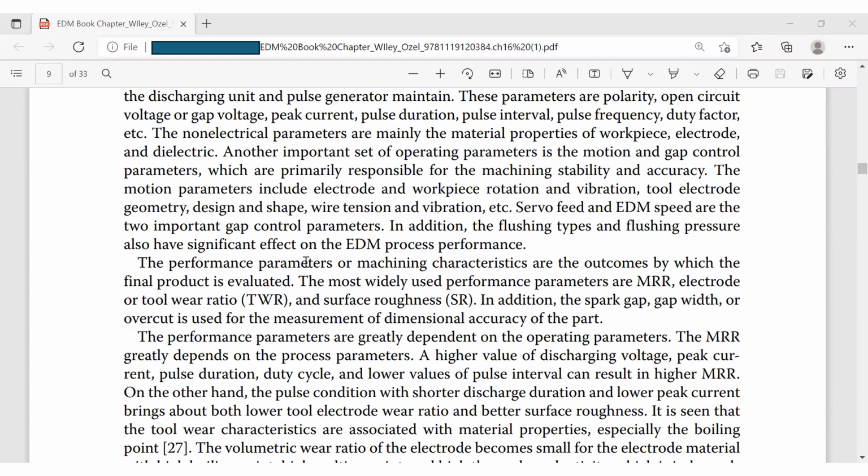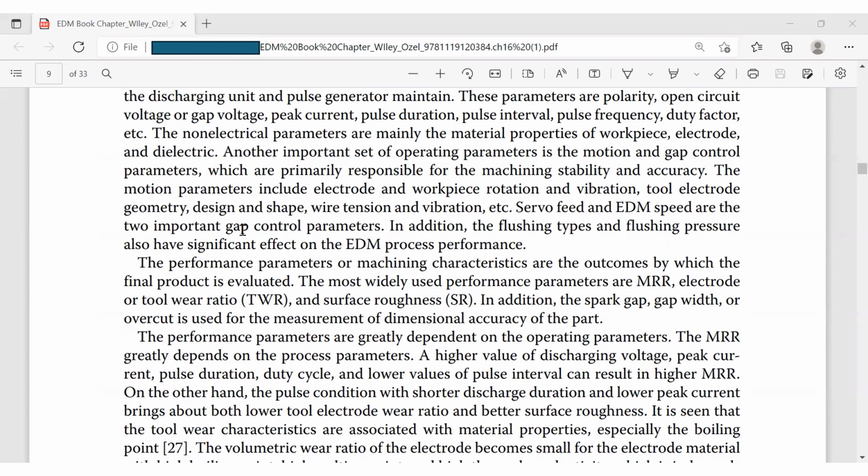These are performance parameters. The most widely used performance parameter is the MRR. What is MRR, everyone? Can somebody tell me? Material removal rate. Yes, great. Material removal rate, and electrode or tool wear ratio. As I said, the electrode in the EDM context is regarded as a tool, so the electrode will be worn also. Then there is surface roughness, and in addition the spark gap width or overcut is used for the measurement of dimensional accuracy of the part.